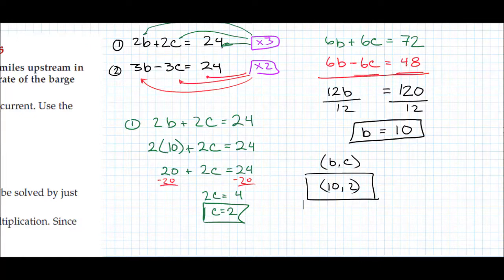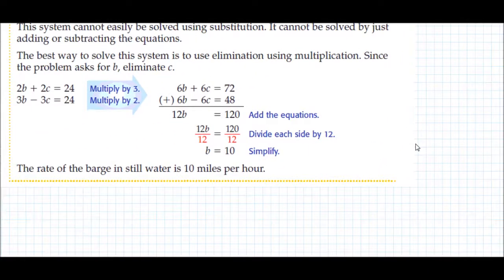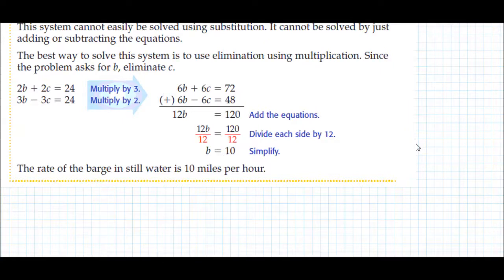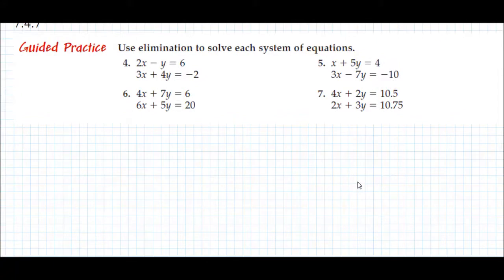Okay. Let's see if there's anything else on this slide for you to look at. Okay. Nope. Guided practice. Use elimination to solve these equations. So, first thing we're going to do is always inspect to see if you see an easy way to do it. So number 4, let's look at number 4.